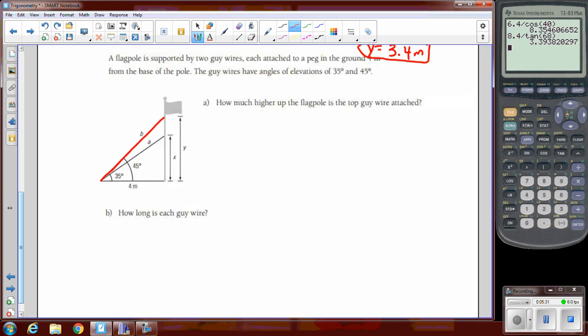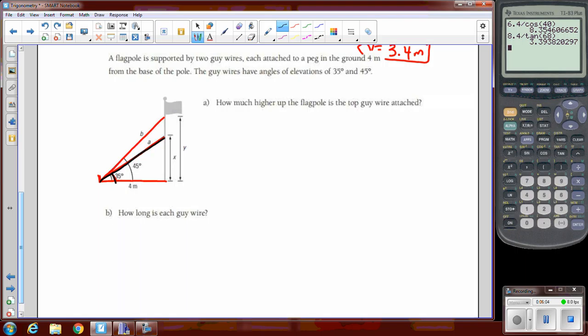So there's one guy wire, there's the other guy wire, and they're saying they're both, let me just erase part of this now so we can read that. They're both attached 4 meters from the base of the flagpole. So here they are. These things are pinned down right there, away from the flagpole, keeping it straight. The guy wires have angles of elevation of 35 degrees. So this guy is 35 degrees, holding this up. So there's the 35.